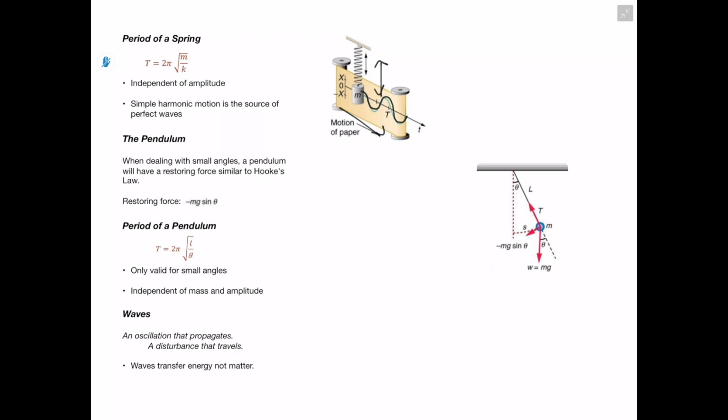So with pendulums, when we're dealing with small angles, we're going to have a restoring force similar to Hooke's law. So in a pendulum, our restoring force is going to be equal to our negative mass times gravity times the sine of theta. And theta is going to be basically the angle of our string away from the equilibrium position here. And then we see that our period is going to be equal to 2 pi times the square root of the length of our string over gravity. And this is only going to be valid for small angles, and it's going to be independent of both mass and amplitude. So basically it doesn't necessarily matter how much mass we have hanging on the pendulum or how far we pull the pendulum away. As long as we keep a small angle, our period is going to be independent of these things.